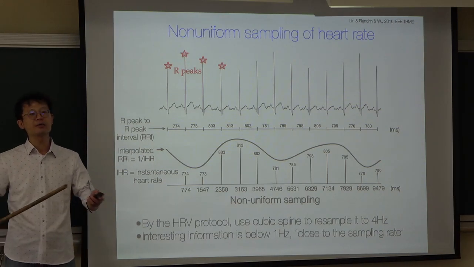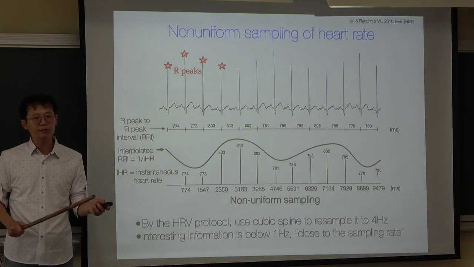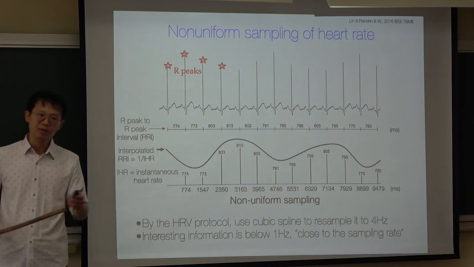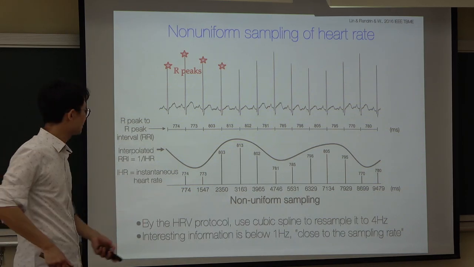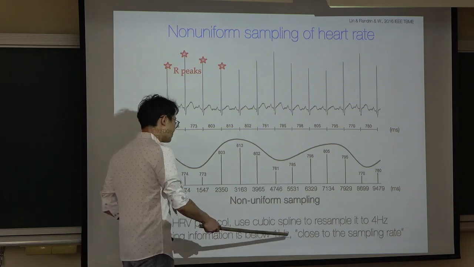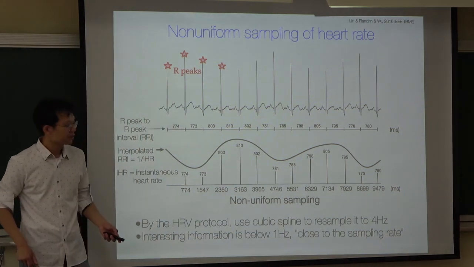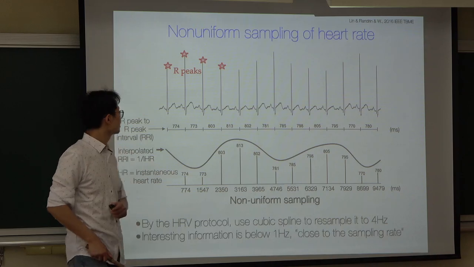You know our heart rate is roughly 1.2 Hertz, or sometimes if your heart beats very fast, it's about 2 Hertz and so on. But anyway, the sampling rate is close to the spectral information we are interested in.